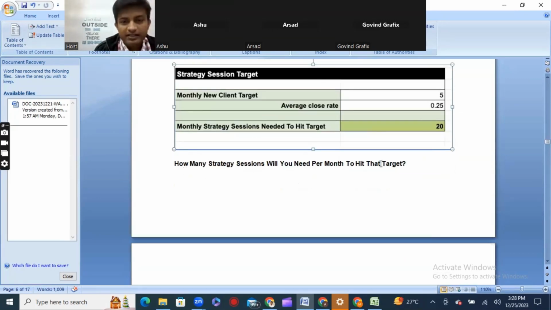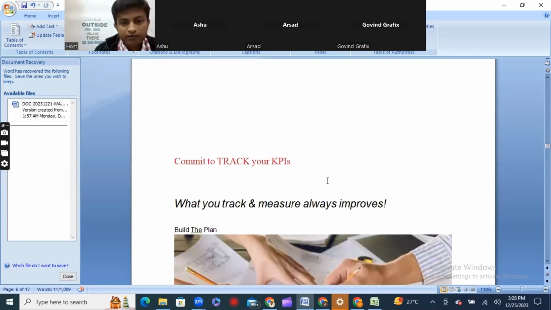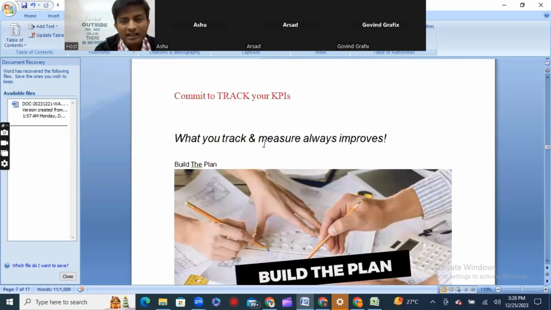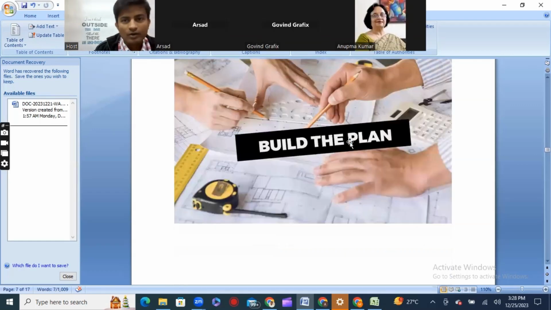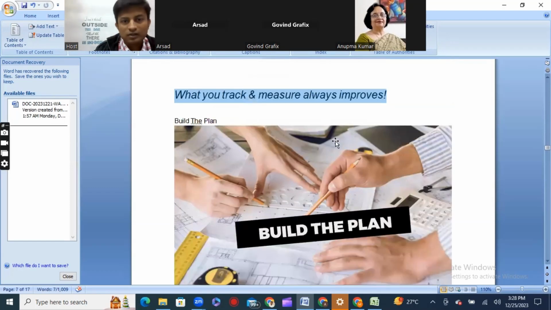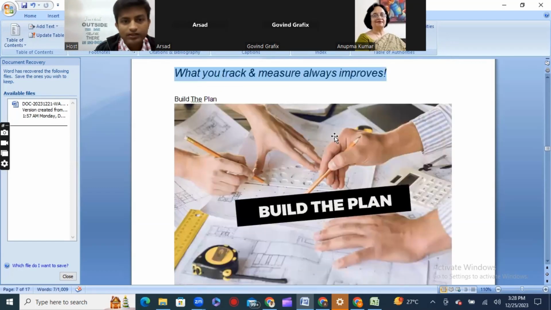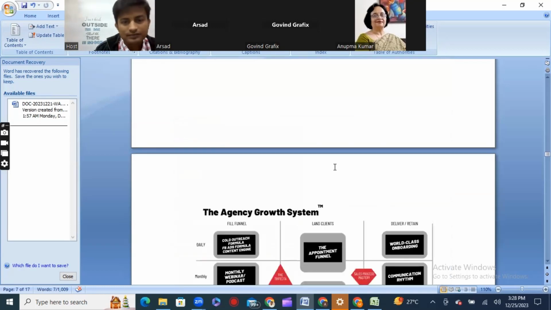How many strategy sessions will you need per month to hit this target? You should calculate everything. What you track and measure always improves. This is a golden rule. Therefore, we will track everything. Now, once you have your goal clear, you just build this plan. What you track and measure always improves. Then you build the plan.